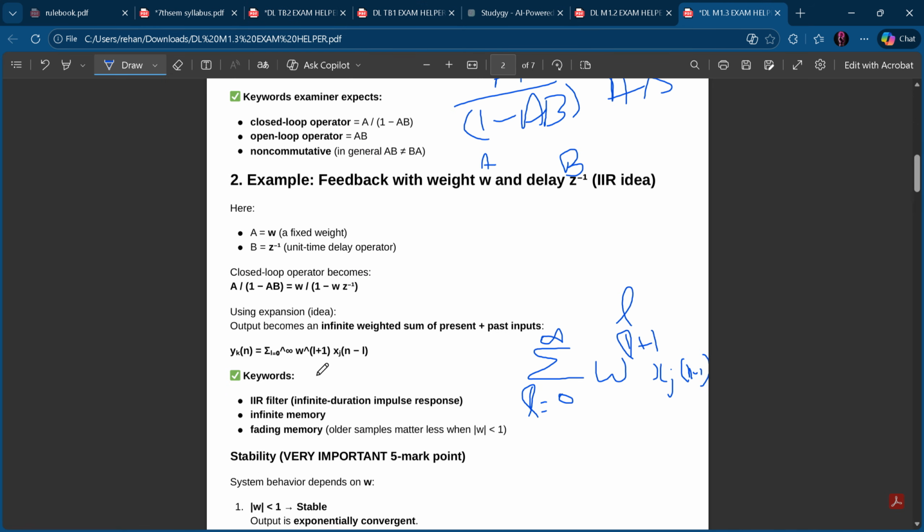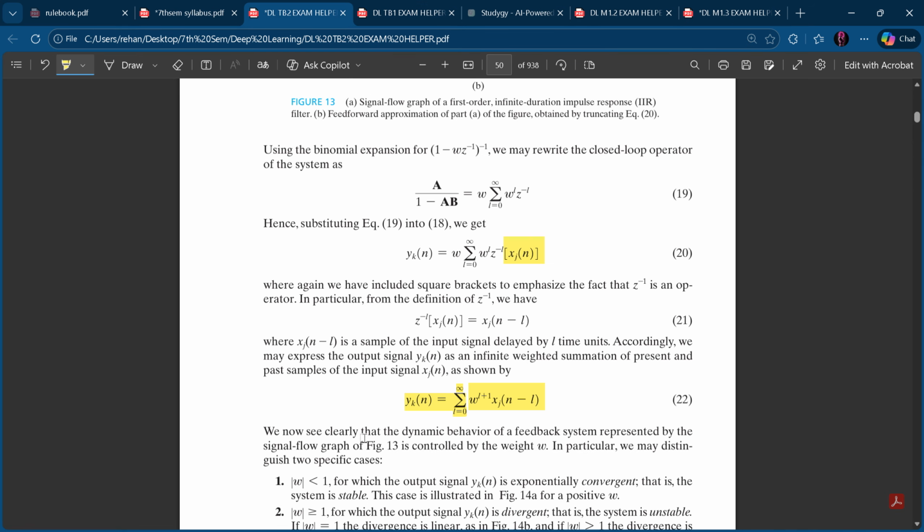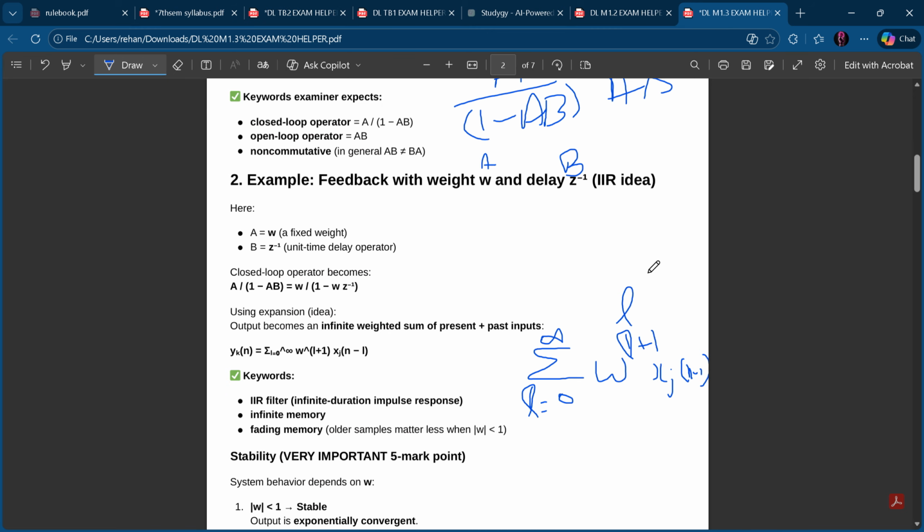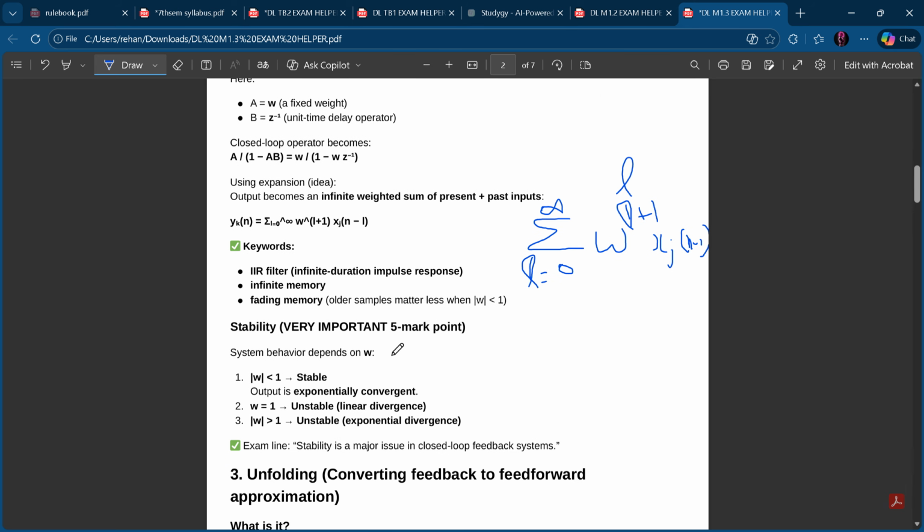But what you have to remember is the final equation which I have shown over here. If you cannot see this, let me just show here. So we saw, right, summation of L equals 0 to infinity, 0 down, infinity up, W to the power of L plus 1 into xj of n minus 1.